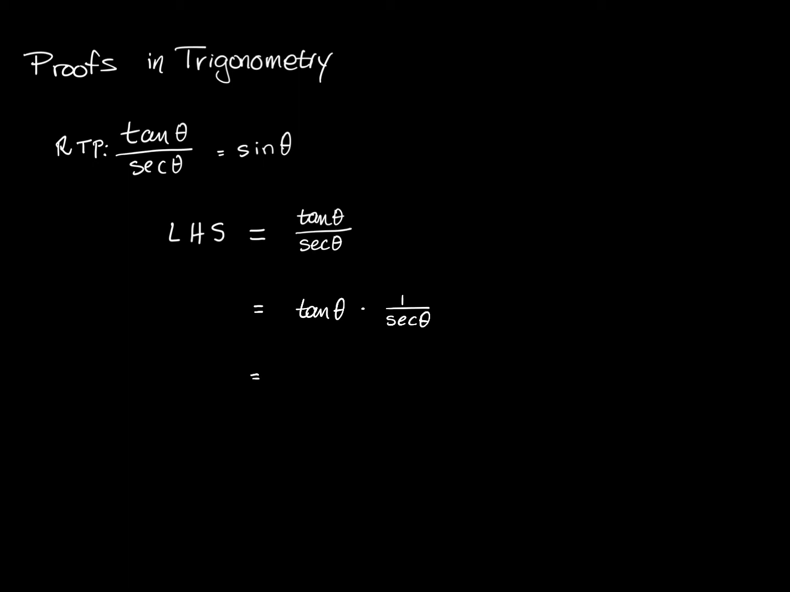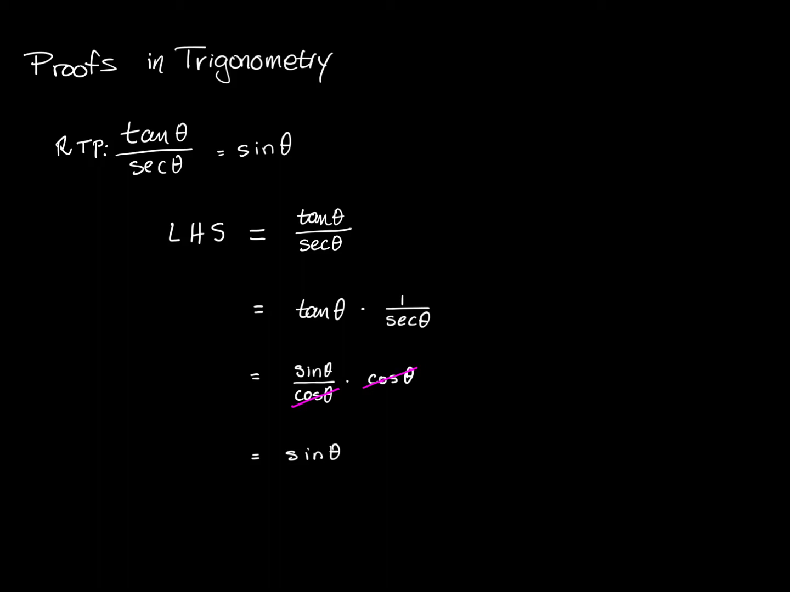One is that tangent of theta can be written as sine of theta over cosine of theta. Another is that secant of theta is 1 over cosine. More importantly for me, 1 over secant is cosine. So 1 over secant of theta can be written as cosine of theta. Now we can make the observation that the cosines can be canceled. After that, when I tidy up my work, I just have sine of theta.